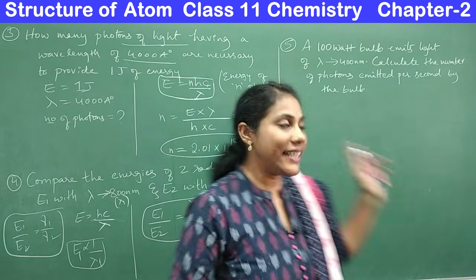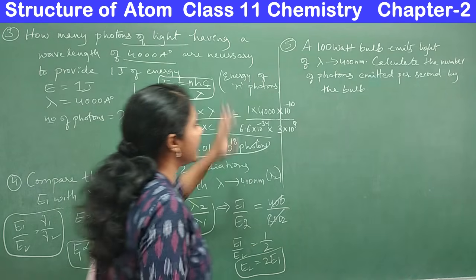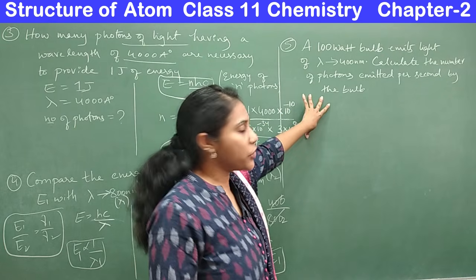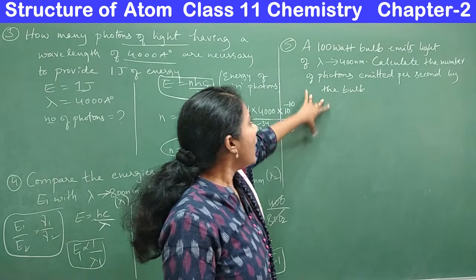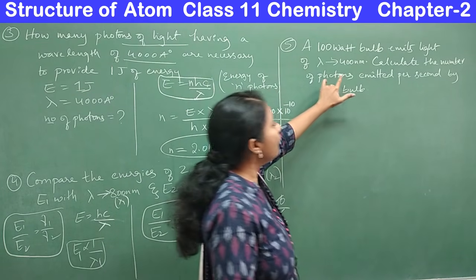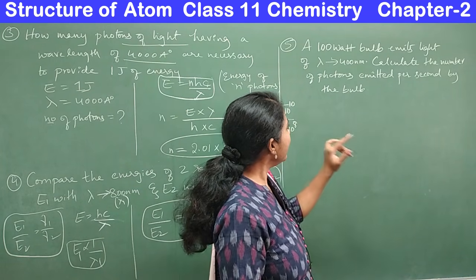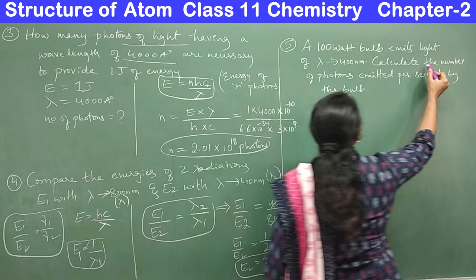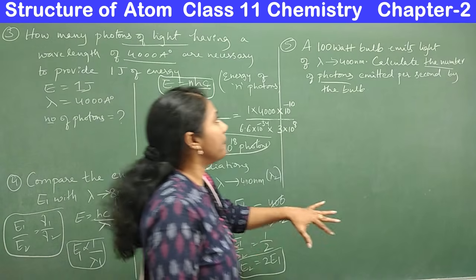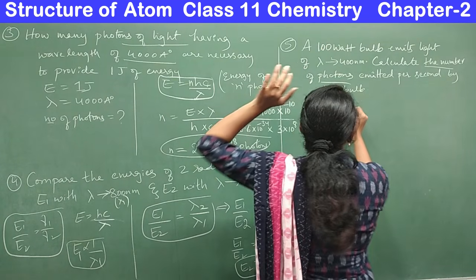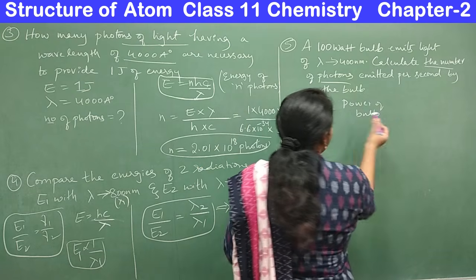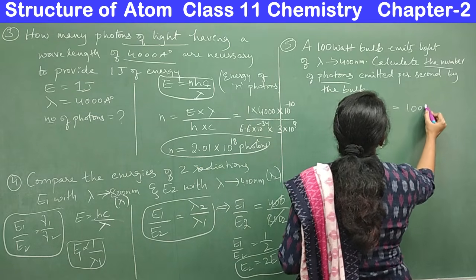And coming to the next type of problem, that is this. Watch carefully. This is one of the questions from your NCERT textbook. A 100 watt bulb emits light of lambda 400 nanometer. Calculate the number of photons emitted per second by the bulb. So what is the power of the bulb here? Power of the bulb is 100 watt.